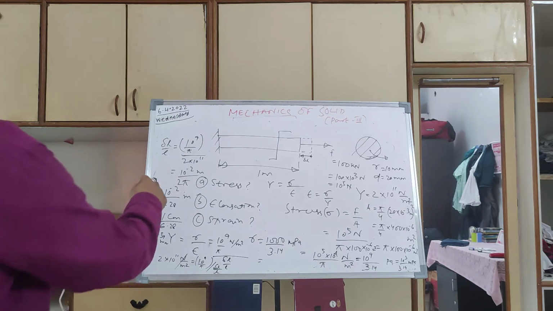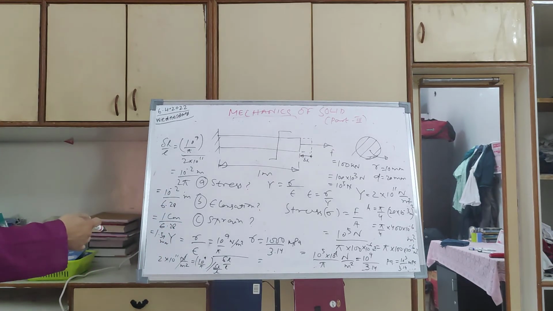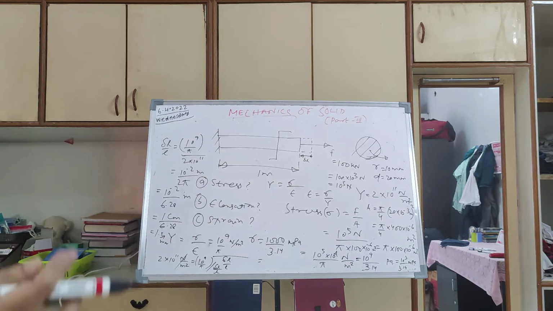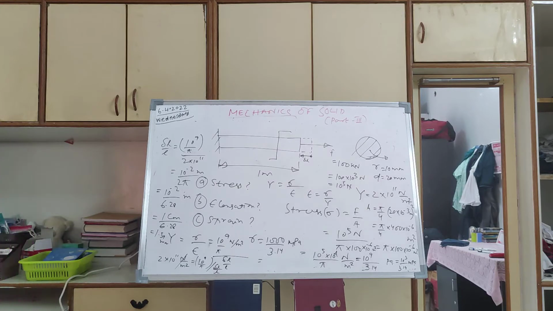So here you got elongation, elongation divided by length in mm. You have to convert it to mm by 1000. So 1.59 by 1000 will become 0.00159. You can multiply by 100 and convert it into percentage. So this is one numerical on Young's modulus. We'll do one more. You just take the picture of this and then we'll do one more.